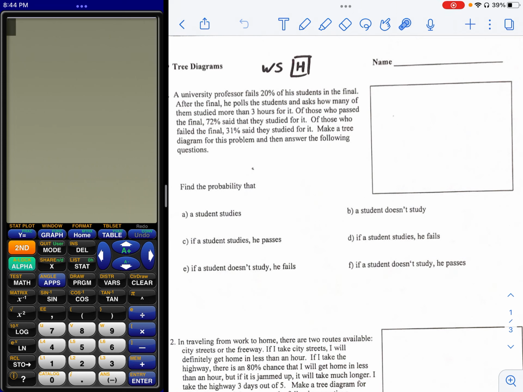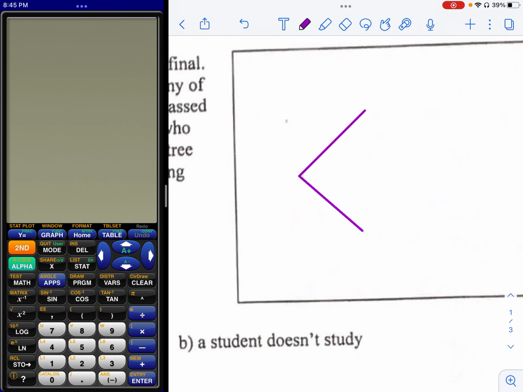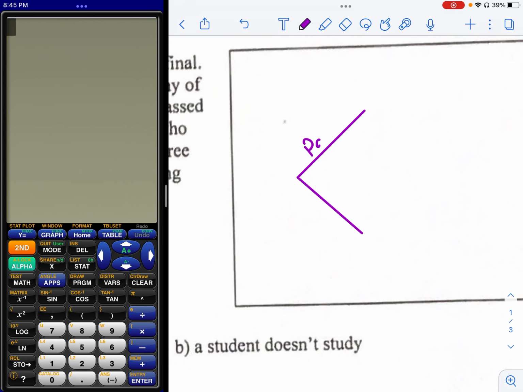Of those who passed the final, 72% said they studied for it. Of those who failed, 31% said they studied. Make a tree diagram. So, the first branch is going to be if they passed or failed. That's why I'm going to do it.